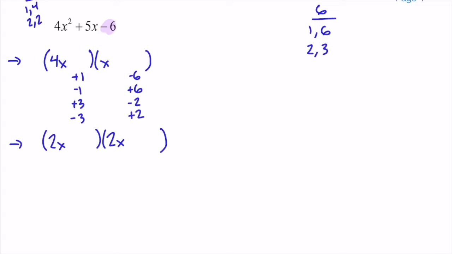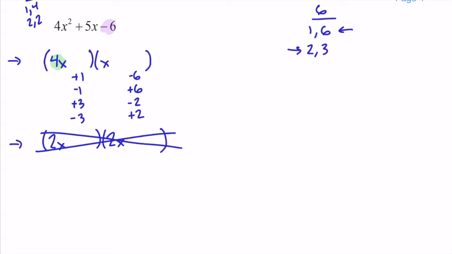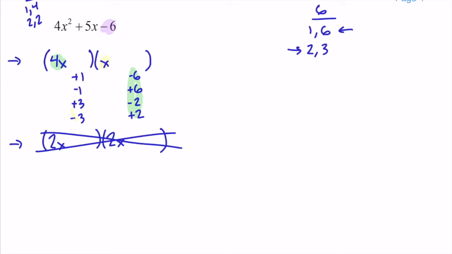Now, the bottom set to consider, the 2x and the 2x, I'm not even going to waste my time because 2x has a factor in common with the 6 and with this 2. So it can't possibly be this one because our GCF was 1. So now I've got to look at what happens when I multiply this 4x times all of these numbers, and then what happens when I add to it this x times these 4 numbers.